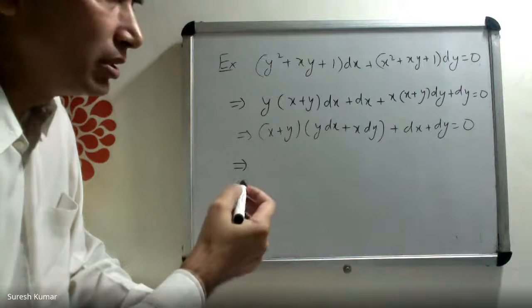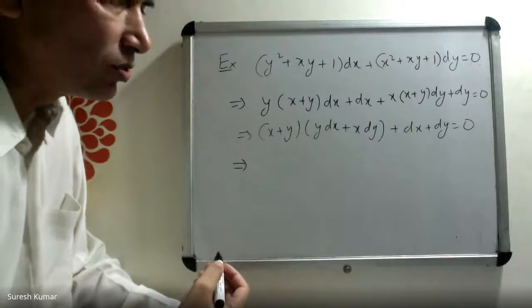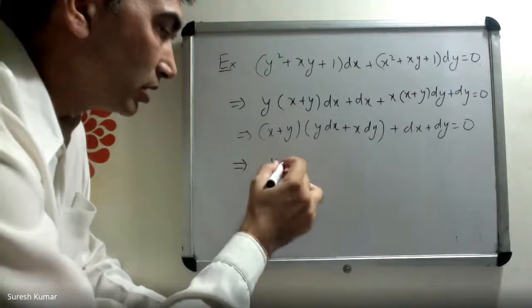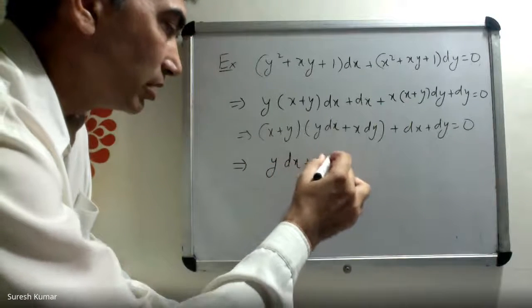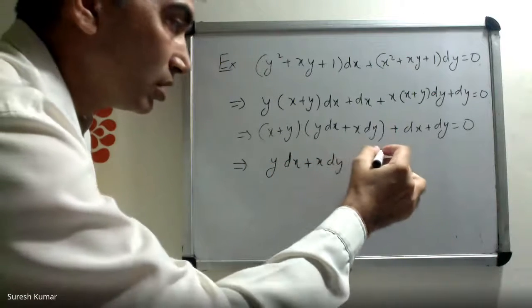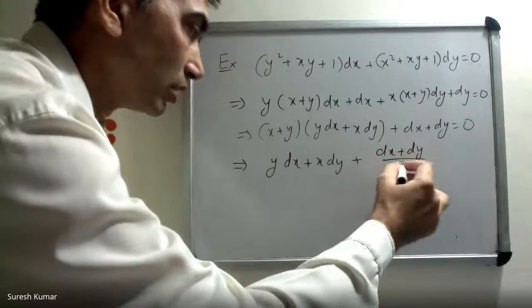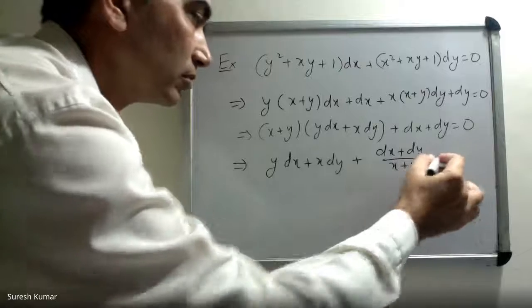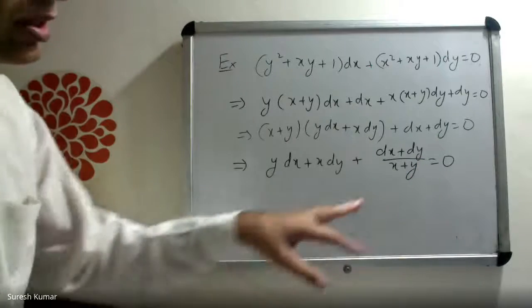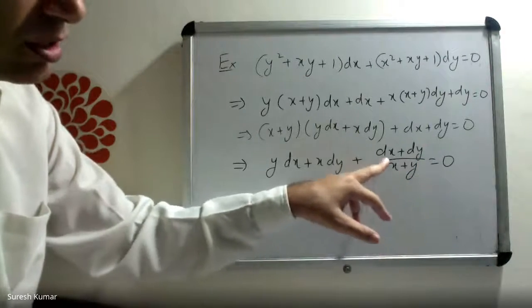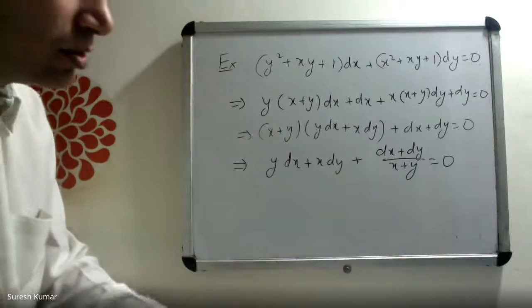Yes, sir. What should we do next? 1 upon x plus y. So we should divide by 1 over x plus y. So what do we get? y dx plus x dy equal to dx plus dy over x plus y. How are we able to think it? We know that the differential of x plus y is exactly dx plus dy.